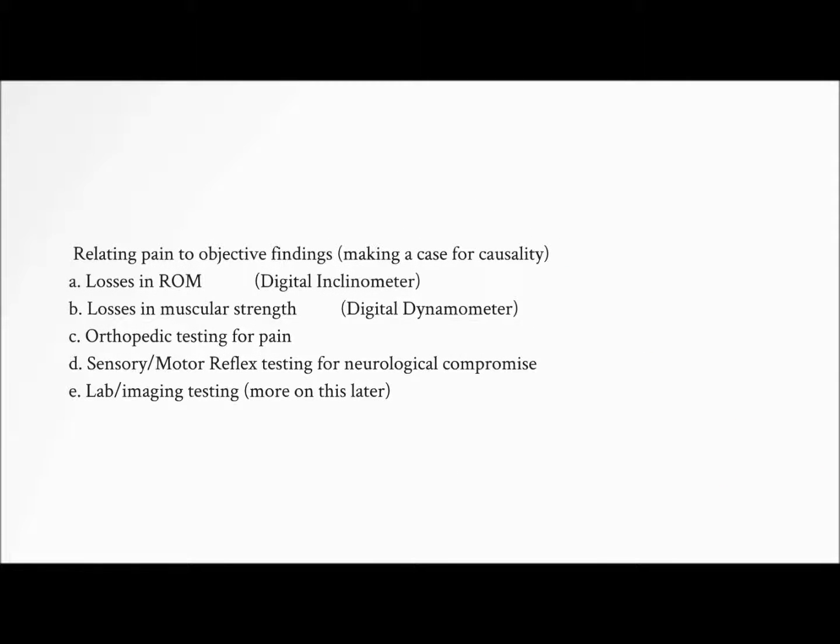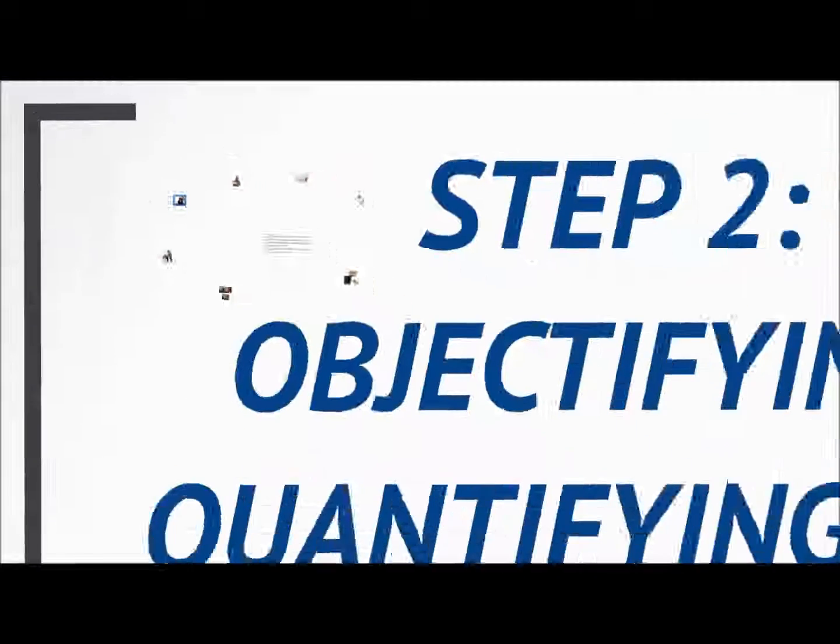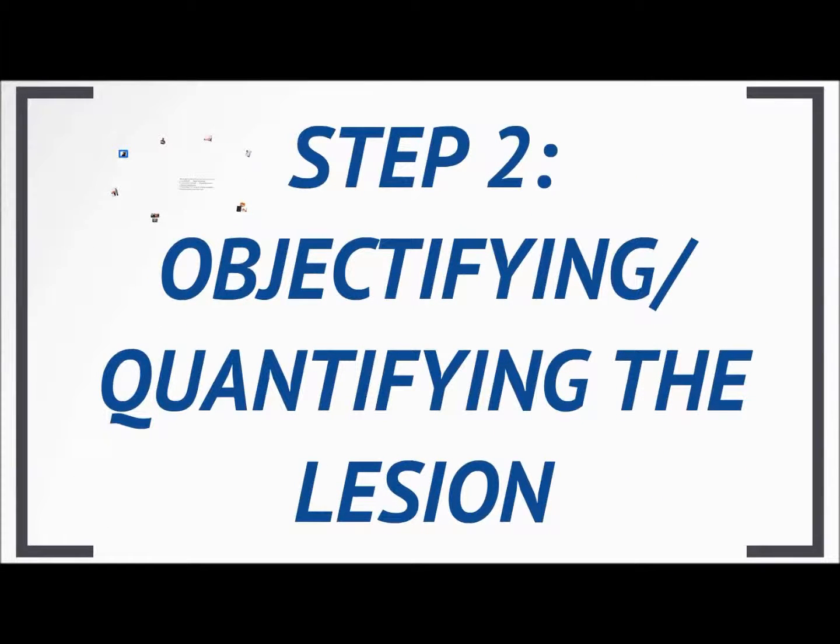So when looking at all these tests, we want to put them in perspective. We want to look at these to objectify the lesion and then compare that to ways to report on the lesion, which is going to include imaging, and it's going to include learning more about the accident. All this information we're piecing together in a large puzzle that we're going to show you at the very end. But this is step 2, objectifying, quantifying the lesion.